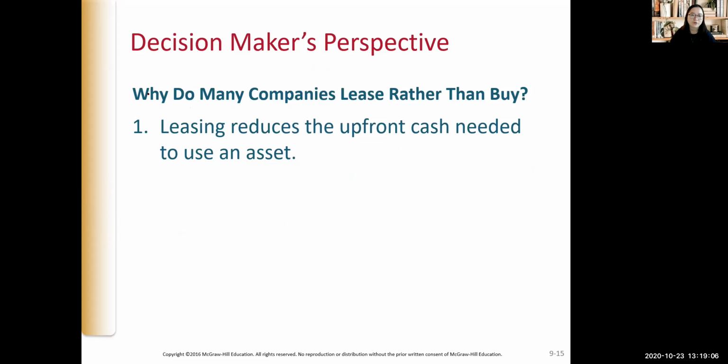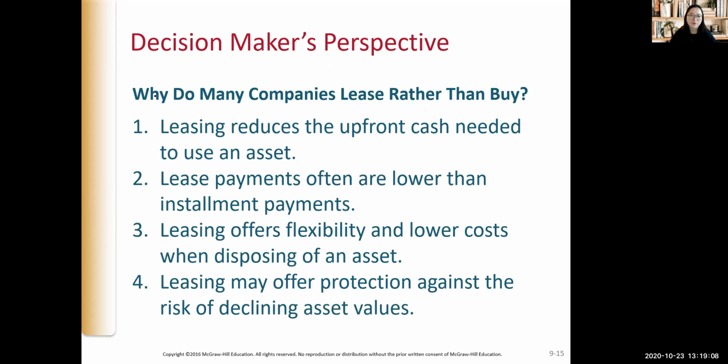Okay, so then you will ask me, why don't we buy, right? Why do we need to lease? There are the following 4 advantages over the purchase decision. First, leasing reduces the upfront cash needed to use the asset. For example, I don't have money to buy a house, hence I need to lease a house to live in, right? Hence the upfront entrance fee is lower, and it's easier for everybody to get access to the asset.